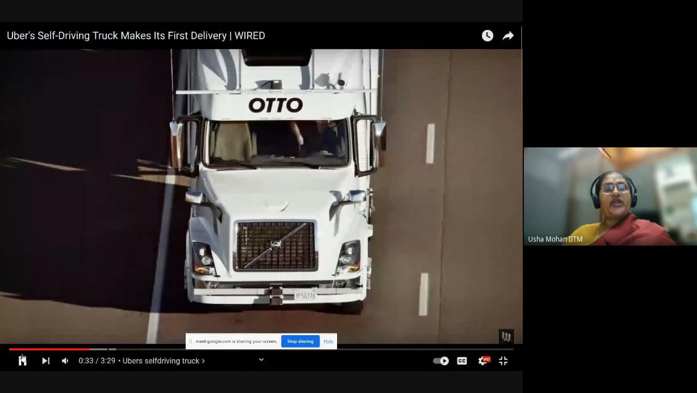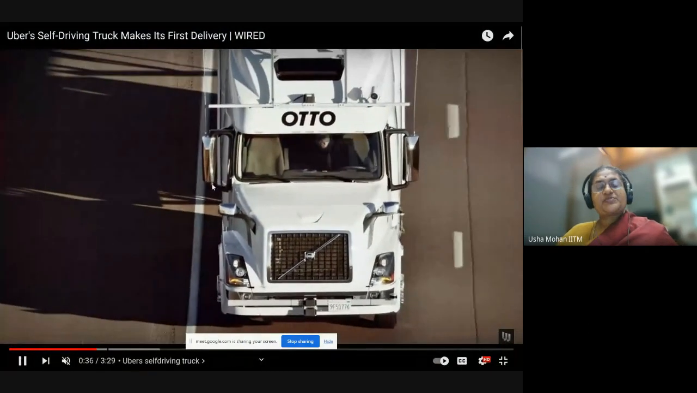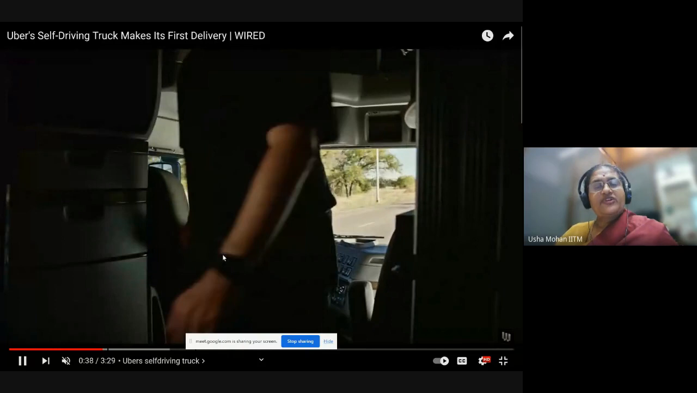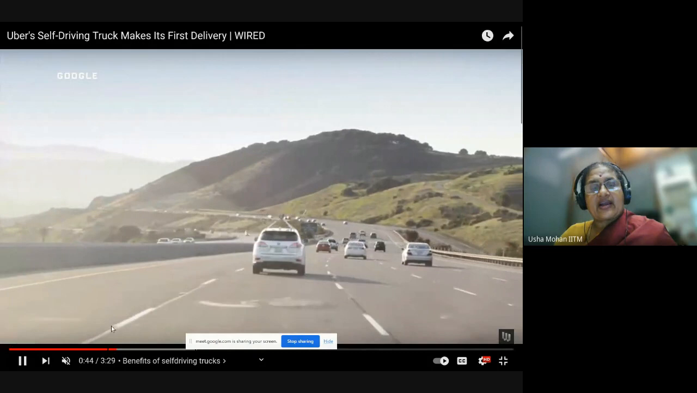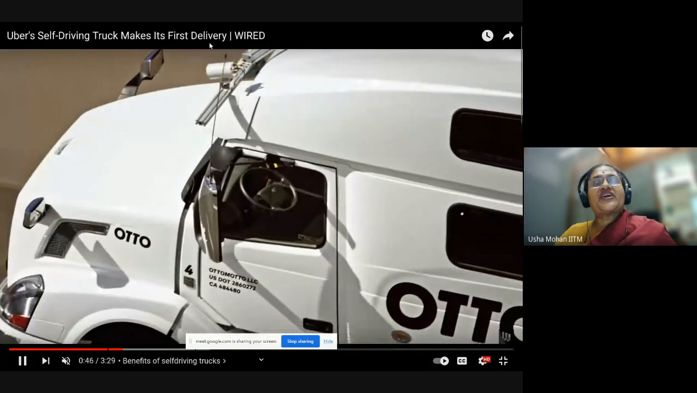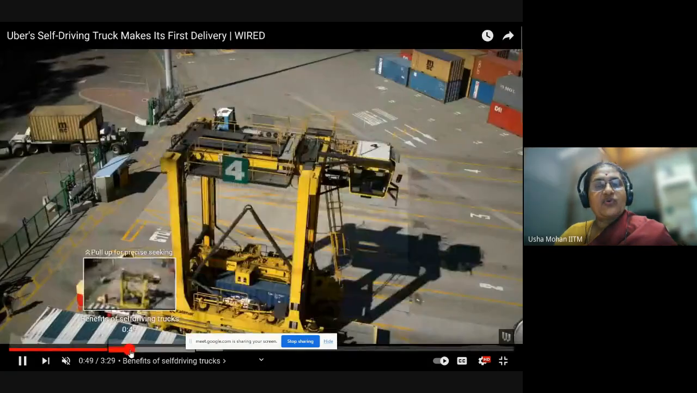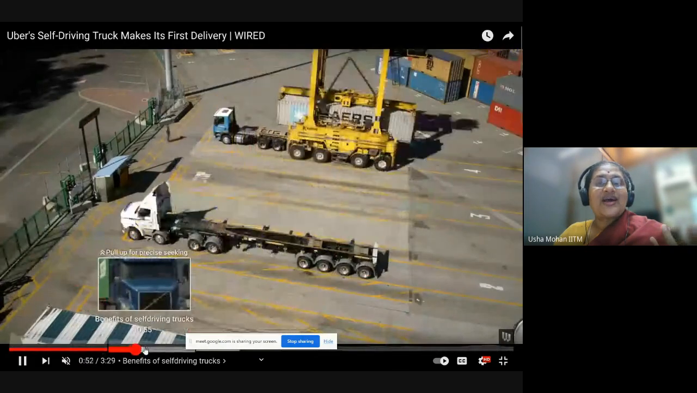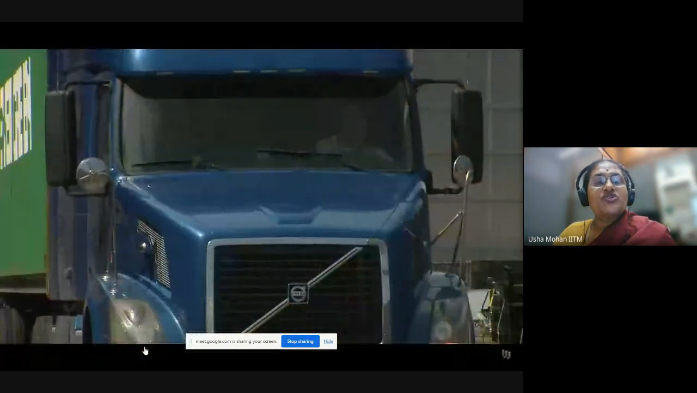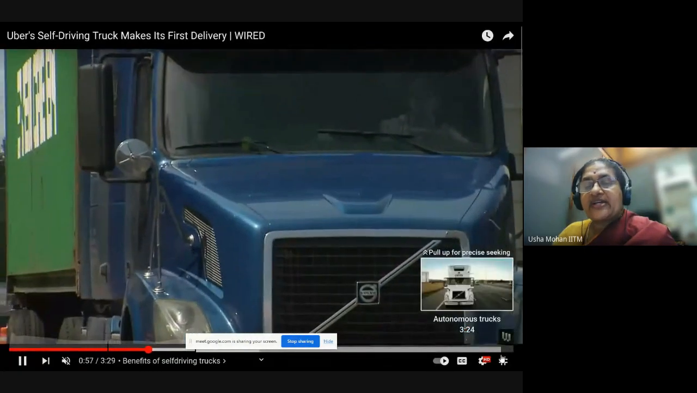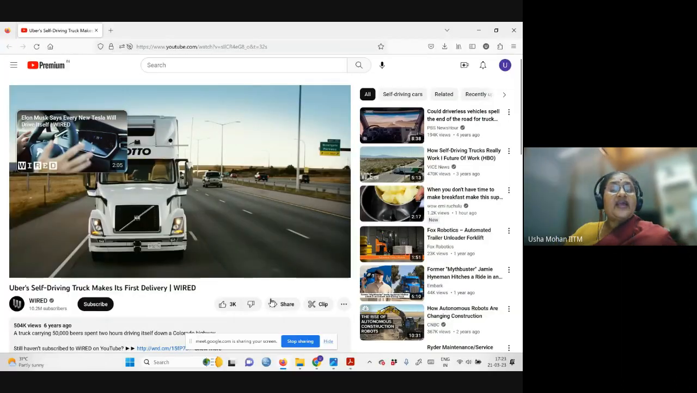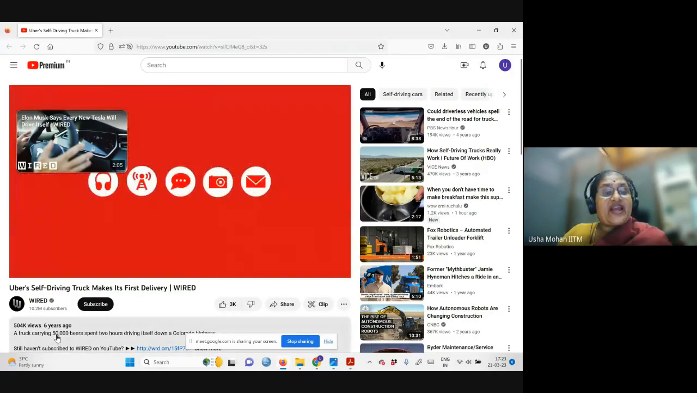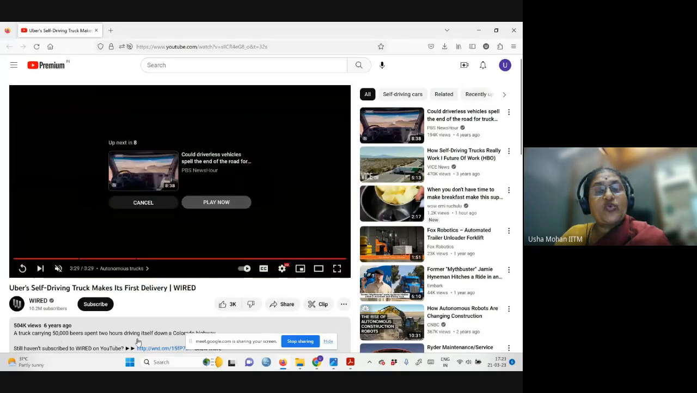Now, what this video talks about is the following. It's basically this company Otto, which was acquired by Uber. Here you can see it's a self-driving truck, and this self-driving truck makes its first delivery. This shows how self-driving or autonomous vehicles were used. This was actually a pilot study of how this was used for delivery. You can see that it delivered 50,000 beers and spent 2 hours driving itself on a Colorado highway.